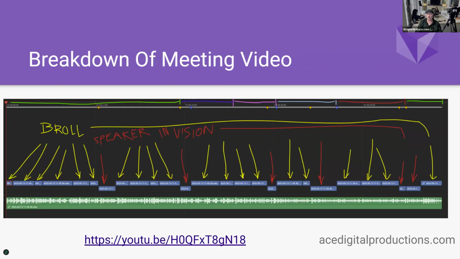So I'm going to give you a visual of the timeline here, just to kind of show you that visually. So each one of these segments at the top are the 6 speakers. And then down here, all these yellow lines are the B-roll. So these are the B-roll shots. And then the red ones are where the speakers are in vision speaking. So this is what I call a breakdown of the clip.